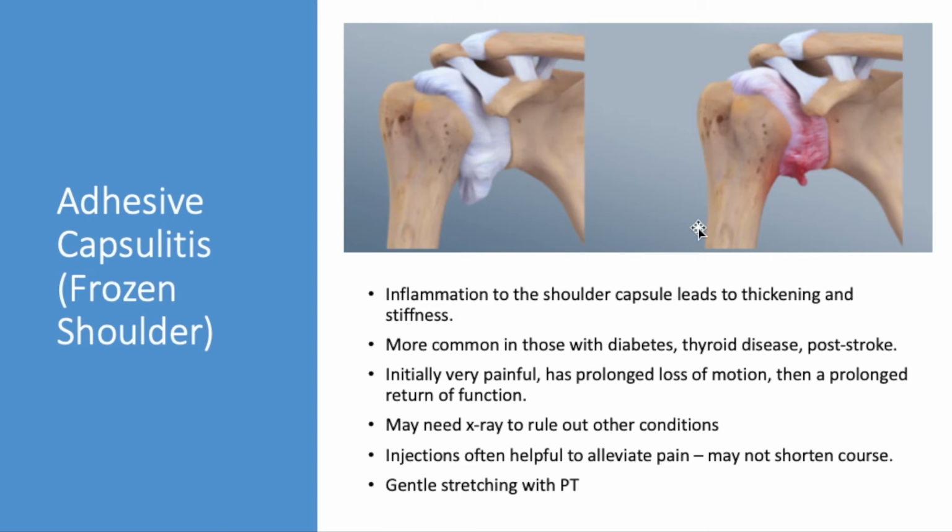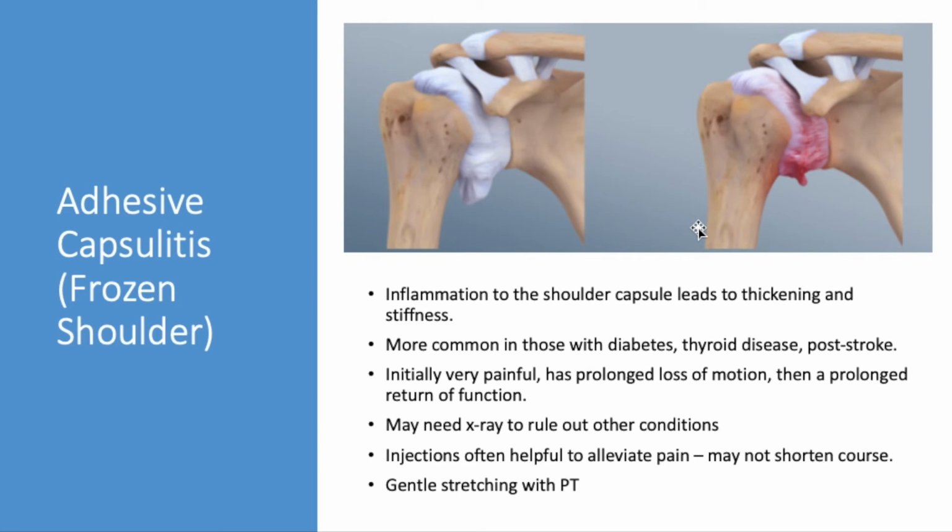This is fairly more common in those with diabetes, thyroid disease, or after a stroke, though this can happen in just about anyone. This can also happen with prolonged immobilization. Initially, this can be quite painful. Later, it leads to prolonged loss of motion, and then it can take a while for a return to function and return of range of motion. The timeline can be up to 18 months from start to finish.